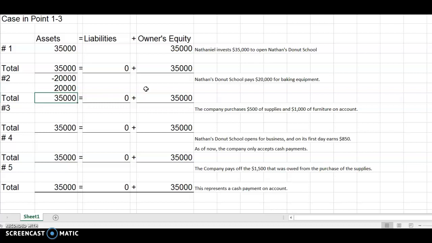And notice what happens in this transaction. Our assets increase and our assets decrease, a net change in the accounting equation of 0, and our accounting equation still balances. Assets still equal liabilities plus owner's equity, and you can look at it down here in the bottom in the final total. Total assets equal liabilities plus owner's equity.